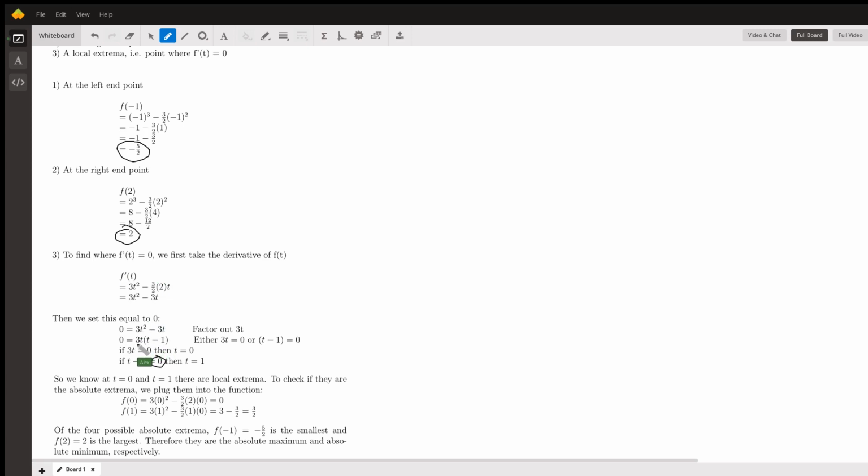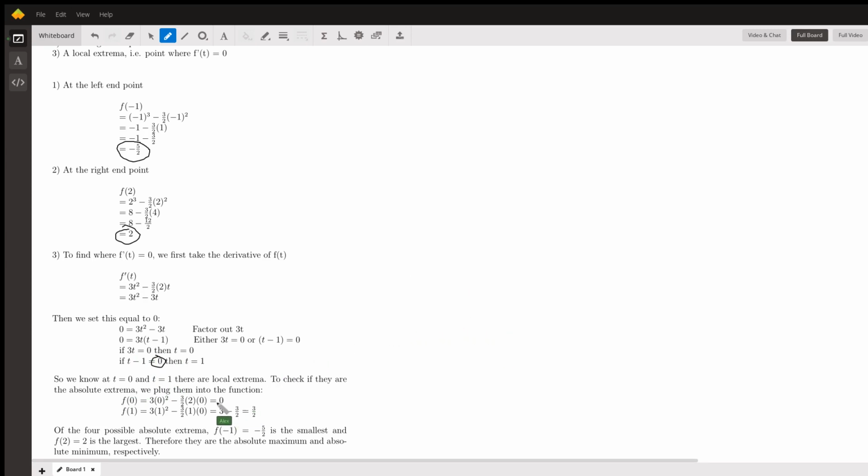I'm going to factor out a 3t from each term to get 3t times t minus 1. And we see that either t equals 0, since 0 times 3 times anything will be 0, or t equals 1, since 1 minus 1 is 0 times t times 3. It's okay, it'll all turn to 0. So these are the t values of our local extrema, right?